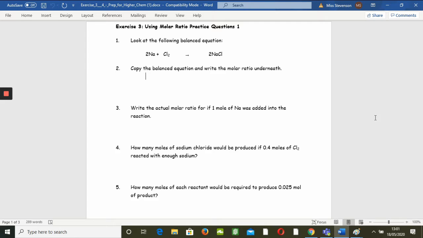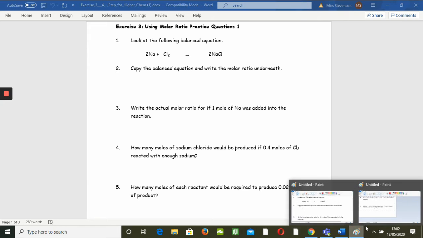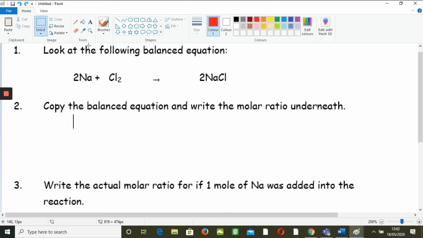So a couple of you had been asking for some help with the molar ratio questions. So this is for the National 5 pupils who are preparing for Higher. I just very quickly wanted to talk you through some of it. This was the exercise that I copied over to Paint. It's not going to be very fancy, it's just a very quick explanation.